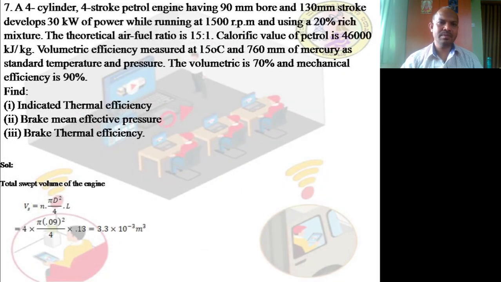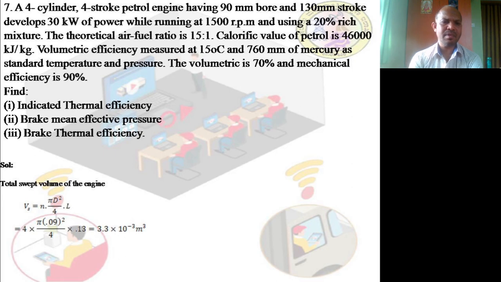Let us go with one of the numericals which we have already discussed. I'll show you one or two examples. A 4-cylinder, 4-stroke petrol engine having 90 mm bore and 130 mm stroke develops 30 kilowatts of power while running at 1500 rpm and using a 20% rich mixture. The theoretical air-fuel ratio is 15:1. The calorific value of petrol is 46,000 kilojoules per kg. The volumetric efficiency is measured at 15 degrees centigrade and 760 mm of mercury as the standard temperature and pressure. The volumetric efficiency is given as 70% and mechanical efficiency is 90%. So find out indicated thermal efficiency, brake mean effective pressure BMEP, and brake thermal efficiency.